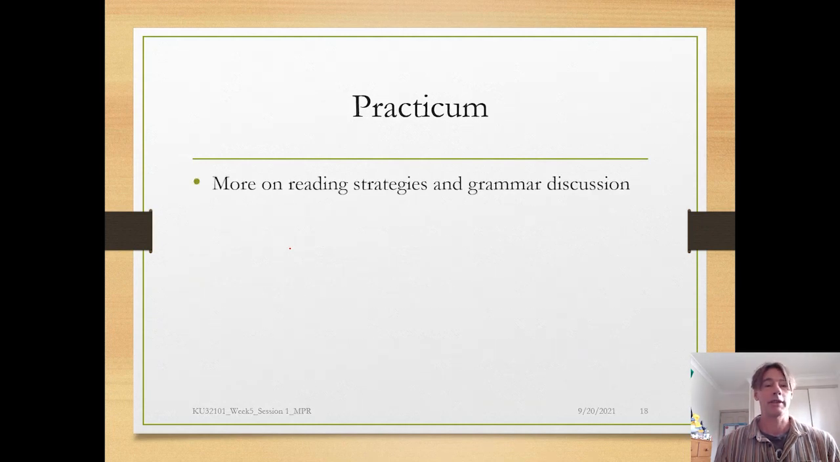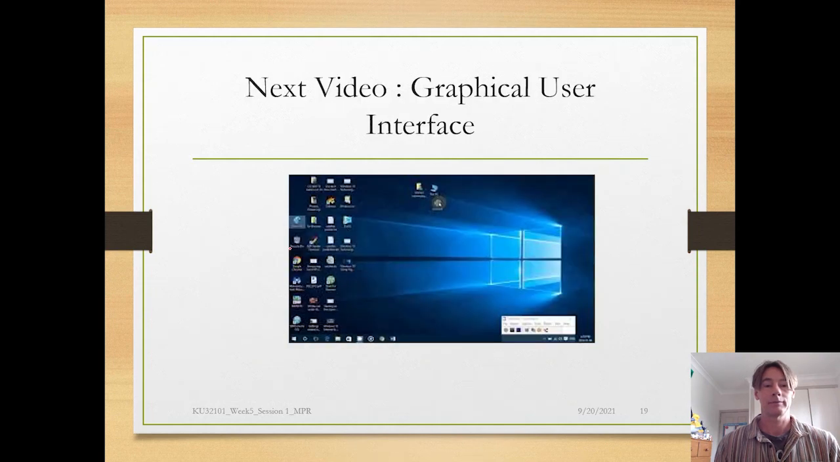At the practicum on Tuesday, we'll look more on reading strategies and more on the grammar discussion. Remember, if you have any questions, please ask. Next week, we'll be looking at graphical user interfaces, or GUIs as they're known. I remember when everything was command driven, but thankfully now we have things like Windows and graphics that we can use.